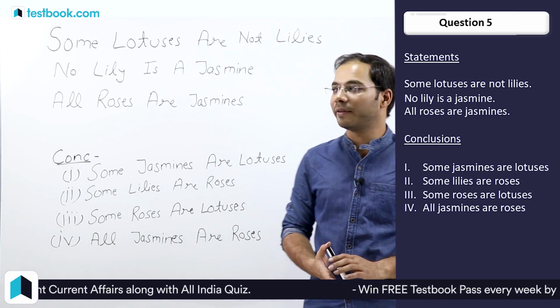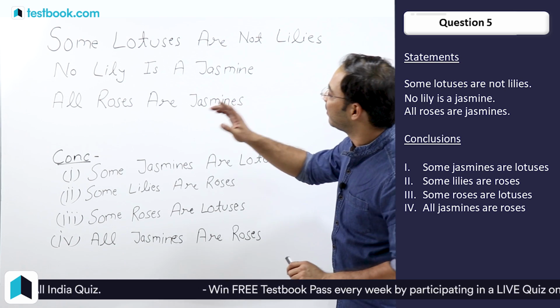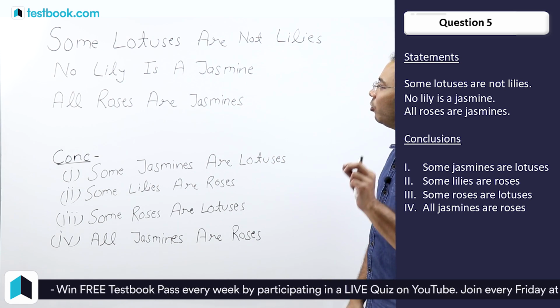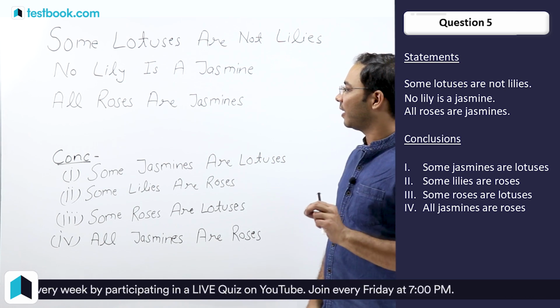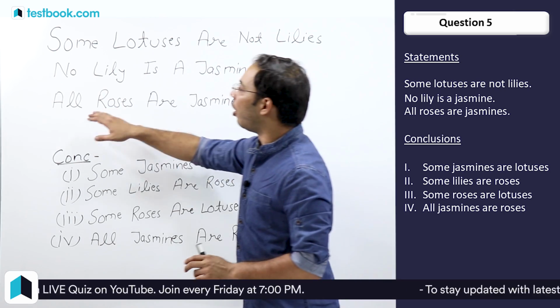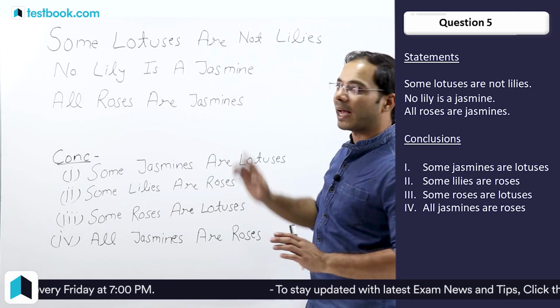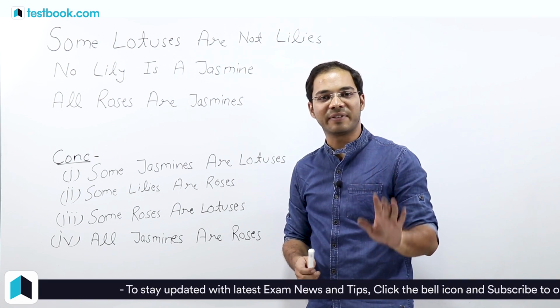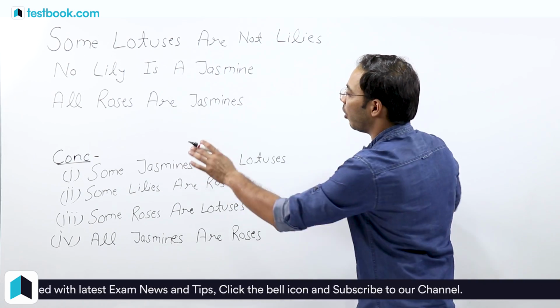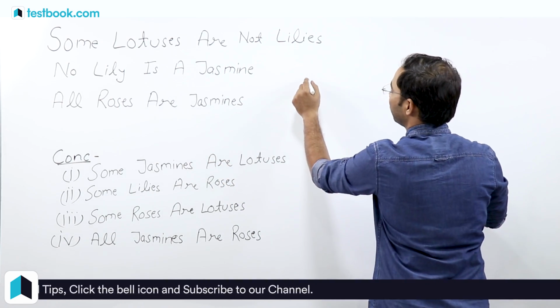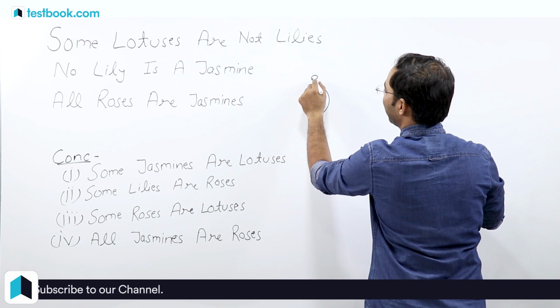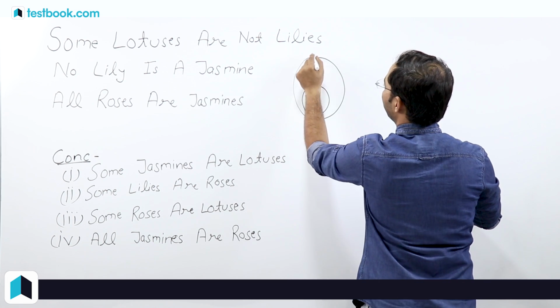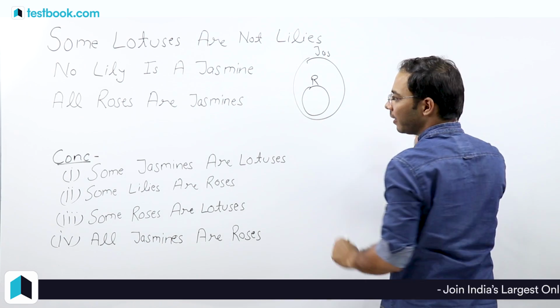In our question number 5, we have statements: some lotuses are not lilies, no lilies are jasmine, and all roses are jasmine. So we have all, no and some-not type of statements. We will begin with the all type of statement. So all roses are jasmines. So this is your roses and all these roses are in the jasmine part.